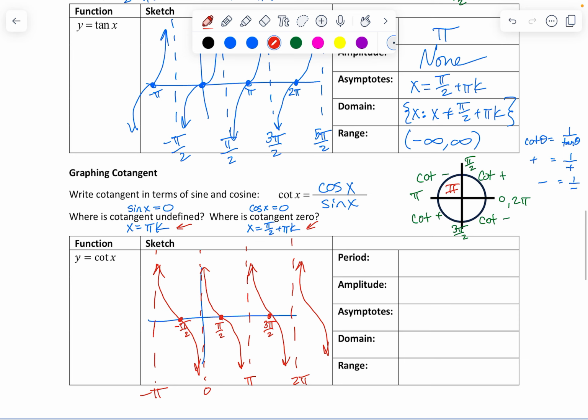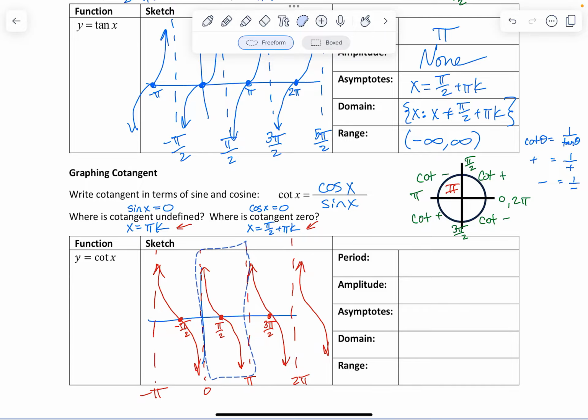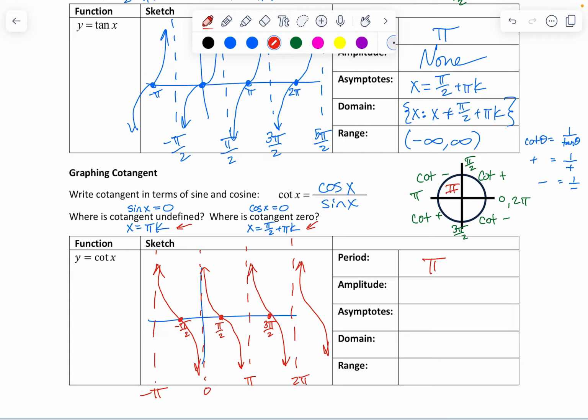The period, how long did it take it to do everything it's going to do? Well, it did everything it needed to do from 0 to pi. So the period is pi. There is no amplitude. Only sine and cosine have amplitude. The asymptotes show up when x is equal to pi k. So the domain is x such that x is not equal to pi k. And the range is everything, negative infinity to positive infinity.